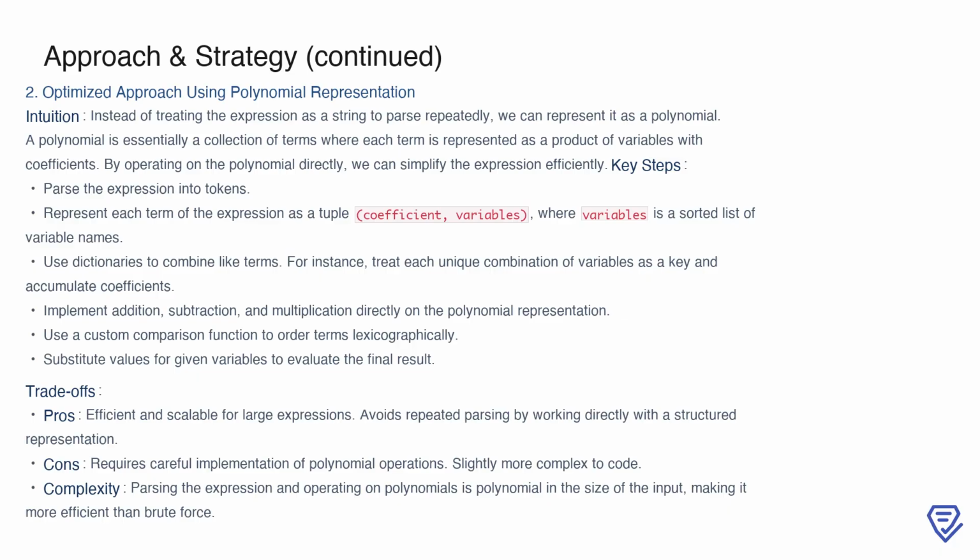Instead of repeatedly parsing the expression as a string, we represent it as a collection of terms, essentially treating it like a polynomial. Each term is expressed as a tuple, where the first element is the coefficient and the second is a sorted list of variables. By organizing the expression this way, we can directly manipulate and simplify it without redundant parsing. Key steps involve tokenizing the input expression, representing terms as tuples, and leveraging dictionaries to combine like terms efficiently.